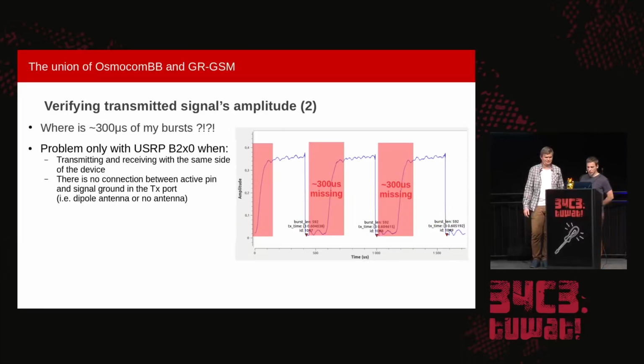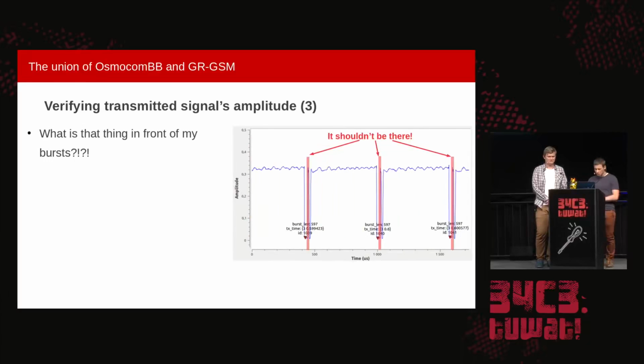After some looking for the answer, it appeared that this problem appears only on USRP's B210, and it can be limited to this: it appears only when we are transmitting and receiving on the same side of the device. And it also appears only when there is no connection between the active pin of the transmit port and the signal ground. So if we avoid this, we can have much better signal amplitude. But then, what is that thing in front of my burst?